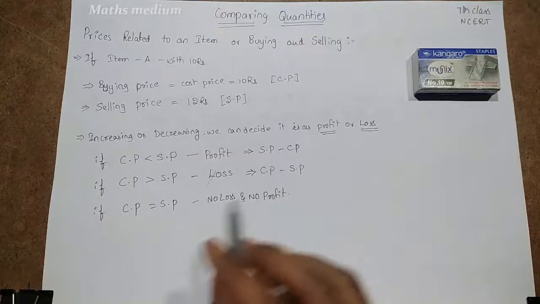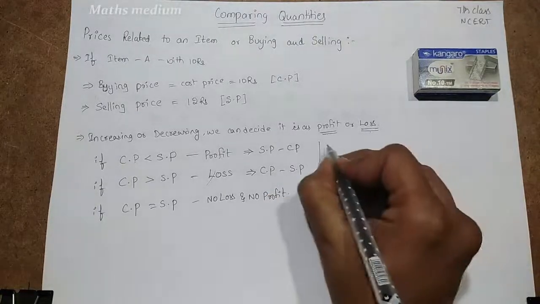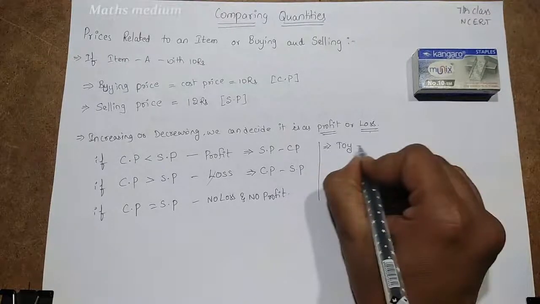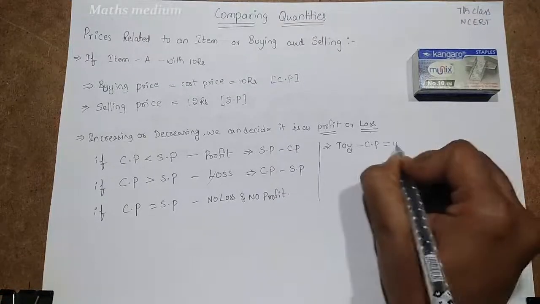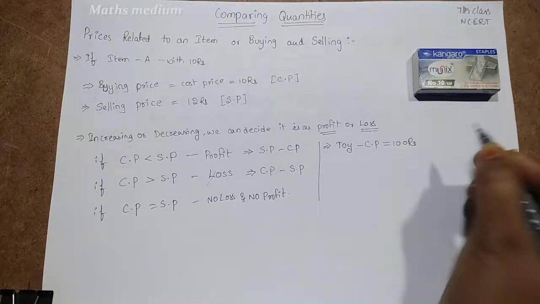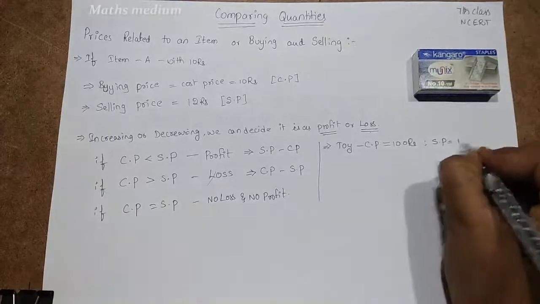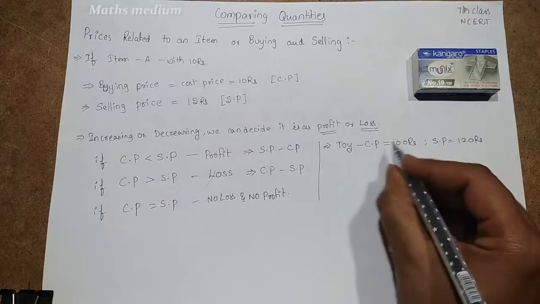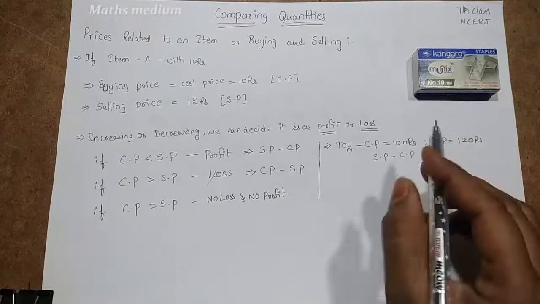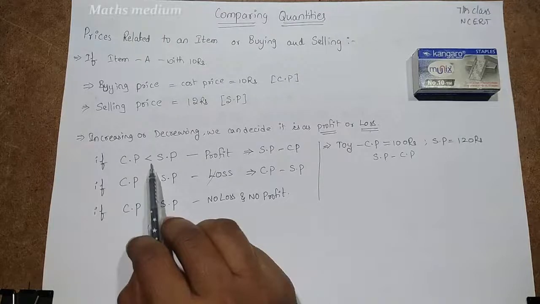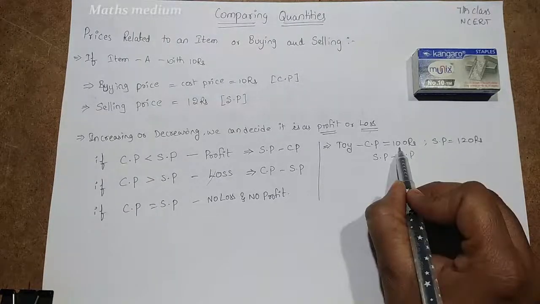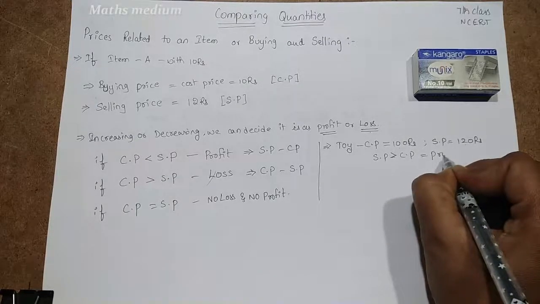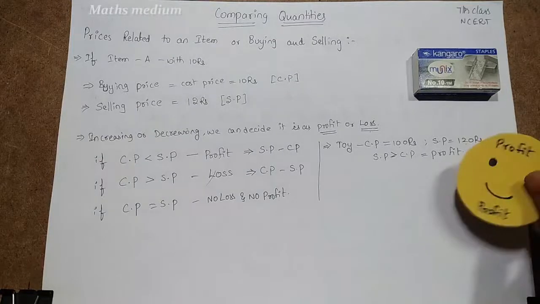See, in case, I will explain through examples. A toy, CP, it means cost price is 100 rupees. Selling price is 120 rupees. Then either loss or a profit, it is SP minus CP. You can see CP is less than the SP. Here CP 100 and SP is 120. It means SP is greater. It means it gets profit, right? So it gets profit here.